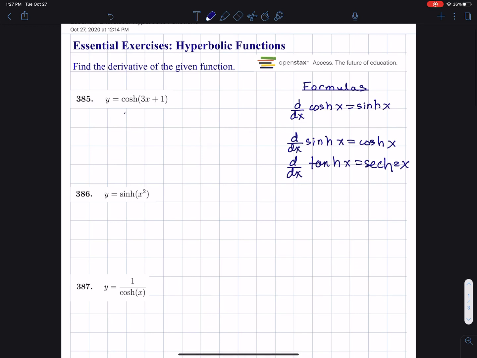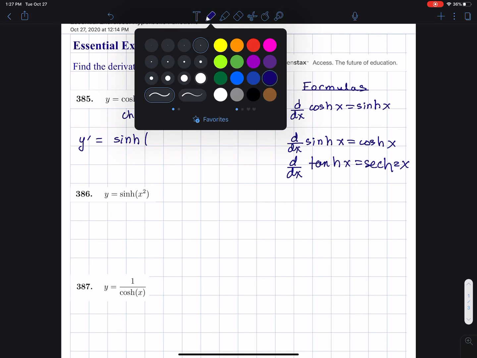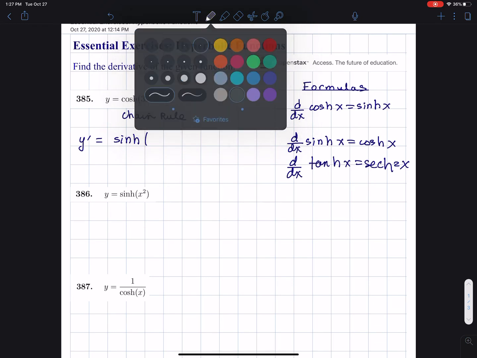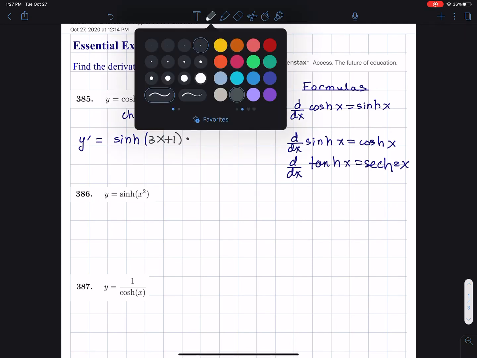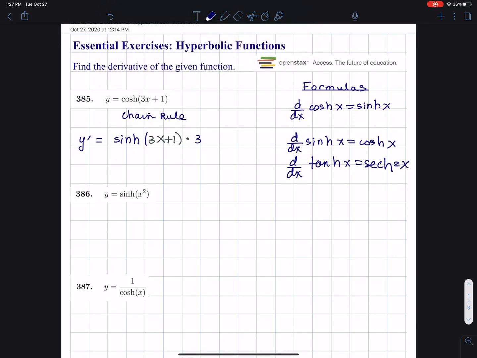For the first one, we're going to use the chain rule, and we have a composition of the hyperbolic cosine function with the function 3x plus 1. So we look at the outside, hyperbolic cosine, take that derivative, which is hyperbolic sine, and then we keep the inside function exactly the same. Then we multiply by the derivative of what's inside, and the derivative of what's inside is 3. So that's the chain rule.